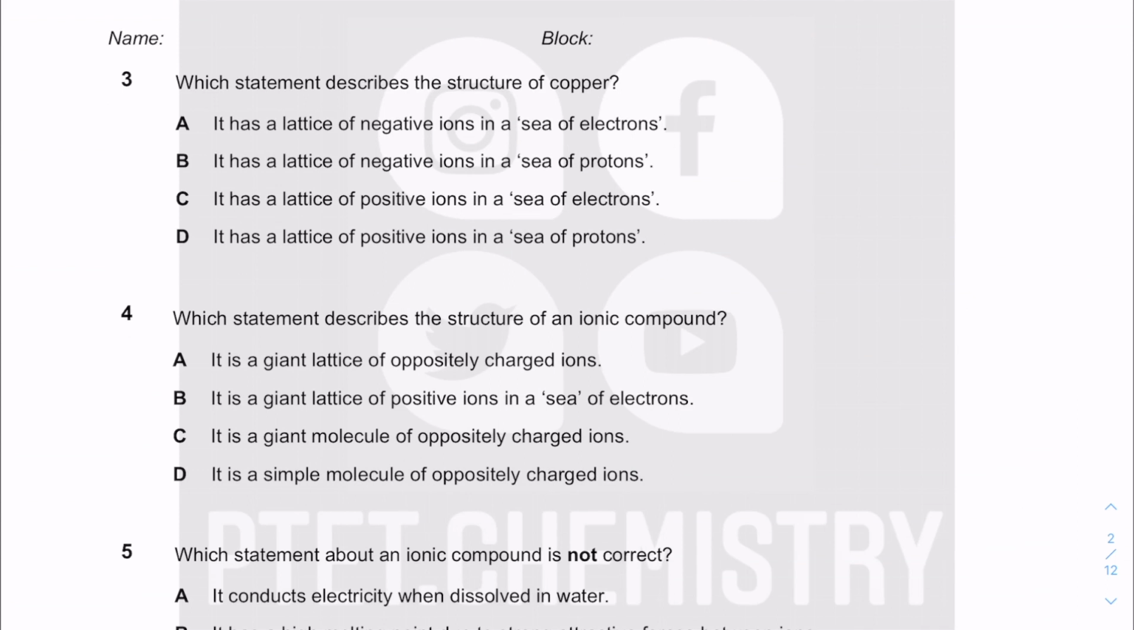Question 3, so we have 4 different statements here. We're looking for the correct statement that describes the structure of copper. So copper is an element. If you know your periodic table, you will know that element 29 is copper. It has the symbol Cu, okay, not Co. Co is cobalt.